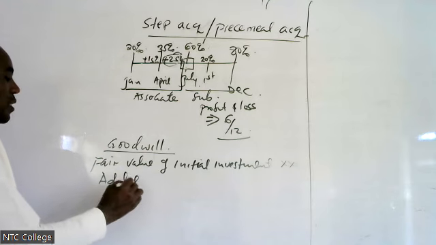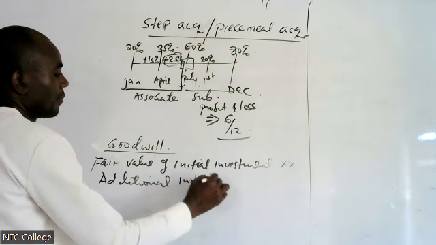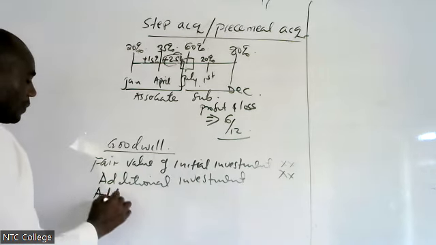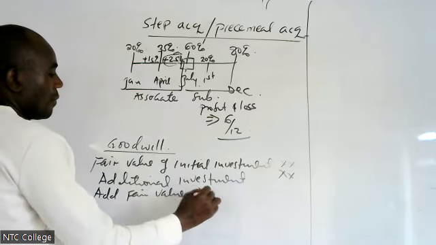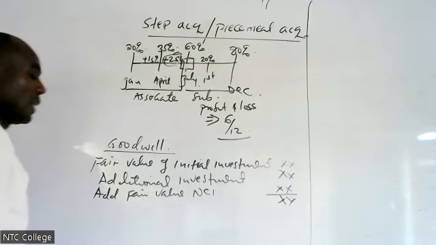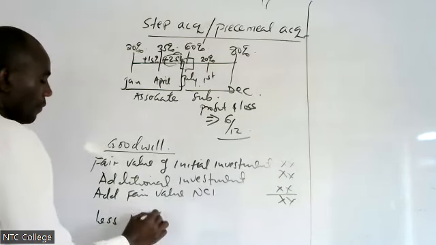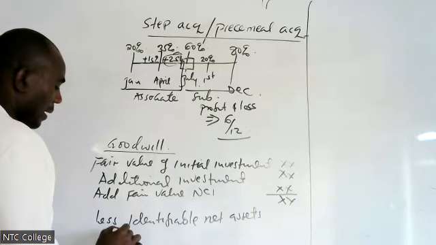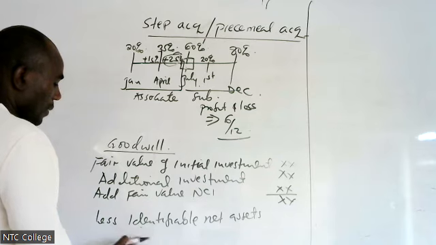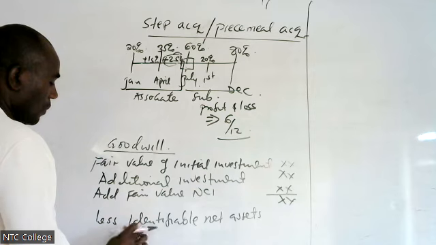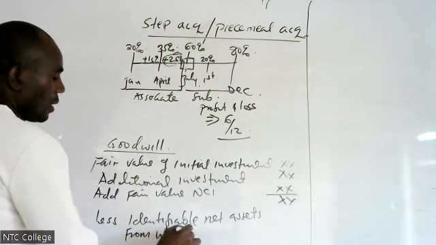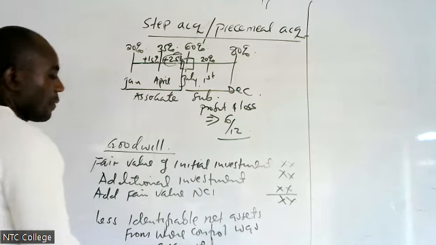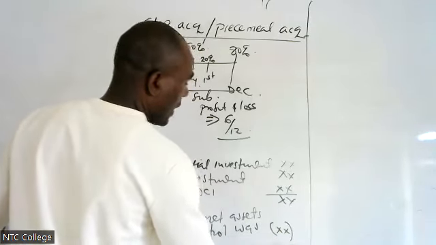Then I do the additional investment. I add additional investment. If there is NCI, I come to add fair value of NCI. Then I come to less identifiable net assets. When I cross from where control was gained, control was acquired, from where control was acquired, then I get goodwill.